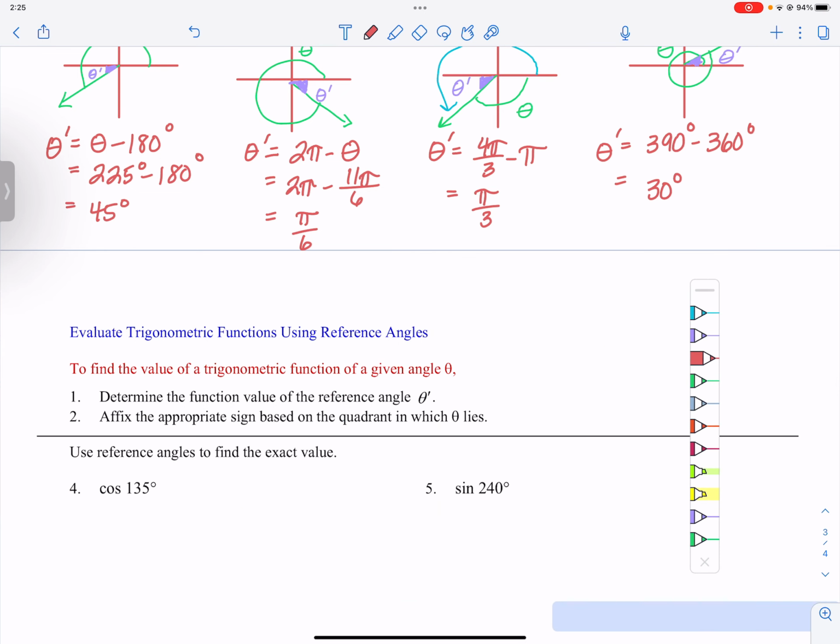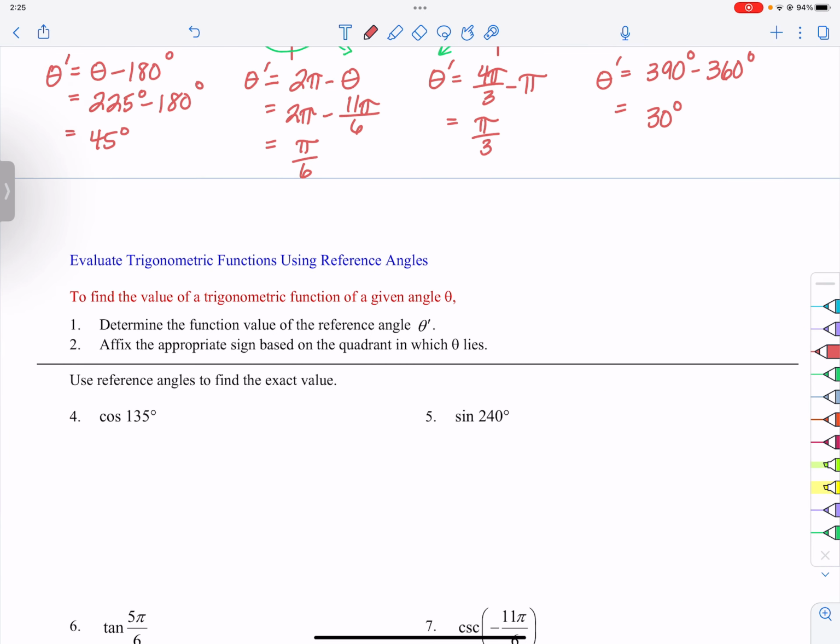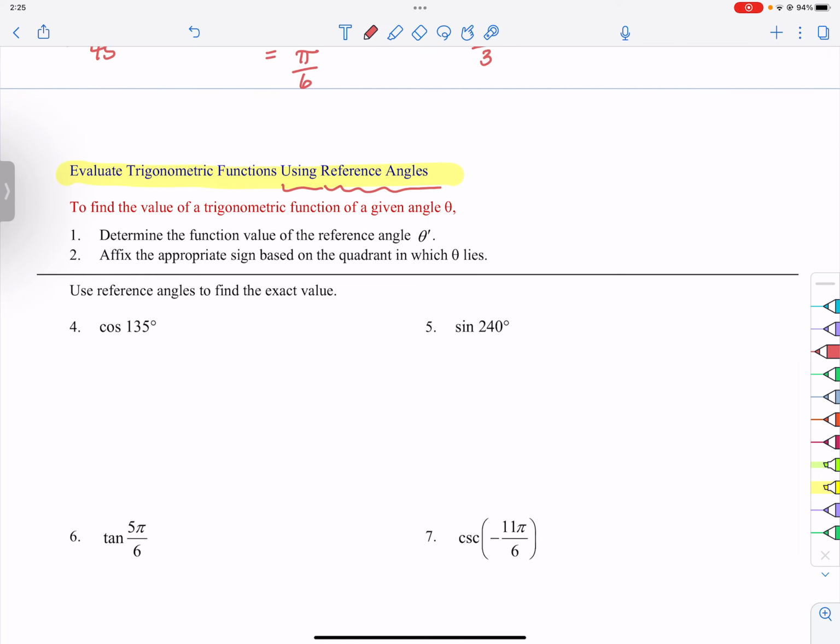Now let's evaluate trig functions using these reference angles that we just worked with. So what are we going to do? We're going to first find the reference angle, theta prime. And after that, we are going to check the sign. Is it positive or negative where theta lies?